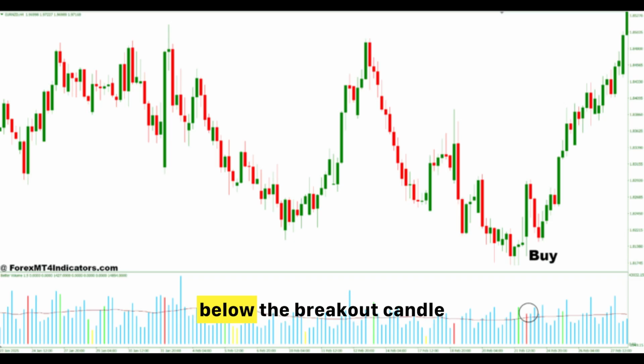Place your stop loss below the breakout candle or recent swing low. Take profit at the next resistance level or target a minimum 1-to-2 risk-reward ratio.